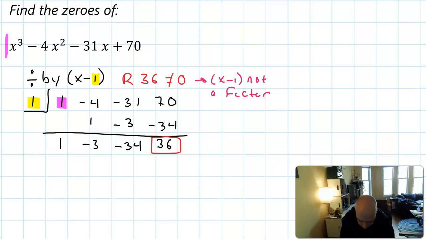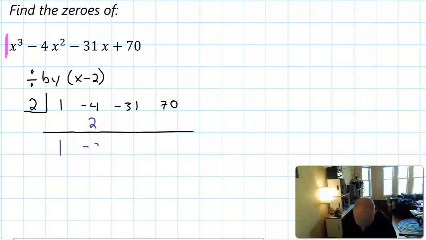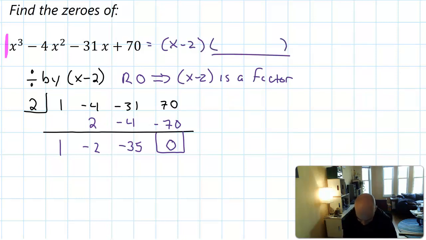Let's try 2. So here's the synthetic division by 2. In reality, I would have kept all that scratch work. We're just cleaning it up to keep everything on one page for the video. So with that synthetic division, we saw we got a remainder 0, which implies that x minus 2 is a factor. So we can start to write this thing as x minus 2 times something else. And the question is, what is that something else?